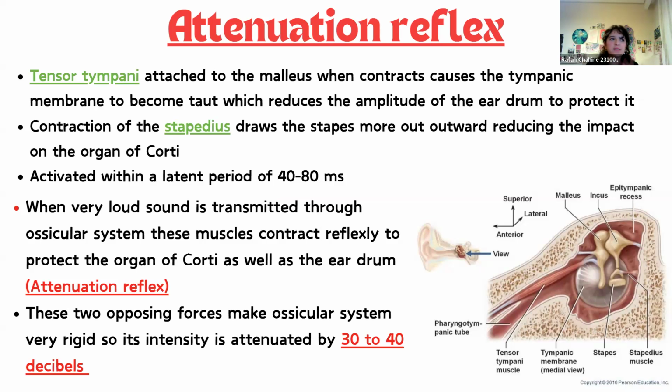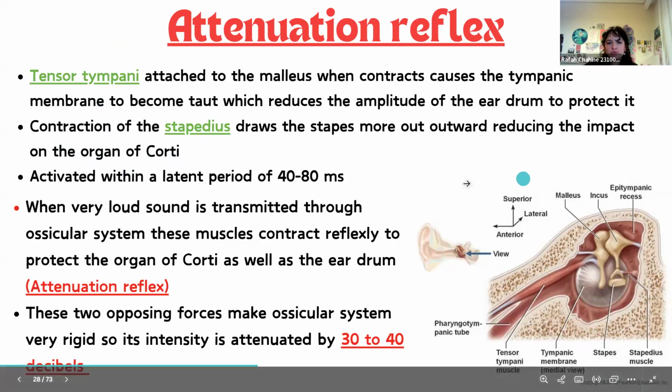The second thing that happens is that the contraction of the stapedius muscle will draw the stapes more outward, and that will reduce the impact on the organ of Corti, or the oval window. Okay, they're not the same thing. Organ of Corti and oval window are not the same thing, but I should have changed this for oval window because I want to introduce this thing later, but organ of Corti, okay? And we're going to get into what the organ of Corti is later on. But for now, just know the stapedius muscle will contract and it will draw the stapes away from the oval window, which will stop it from hitting it more, okay?